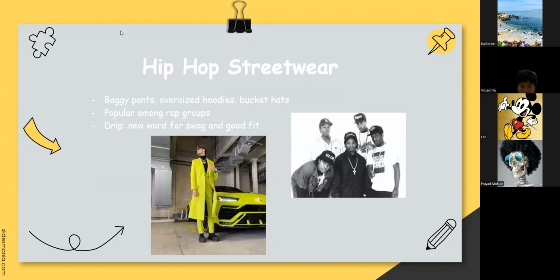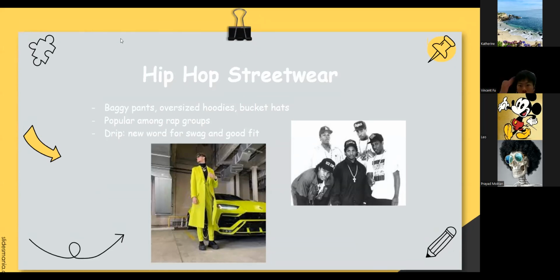All right, so we're just gonna go over some kinds of fashion in the recent history. So here we have hip hop streetwear, which is pretty much baggy pants, oversized hoodies, and bucket hats, as you can see in the pictures. And then it's very popular among rap groups, and it's also influenced the new generation a lot. And then we also have something called drip. It's a new word for swag and good fit.